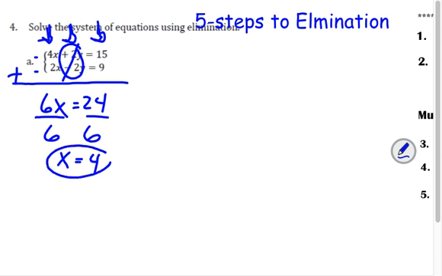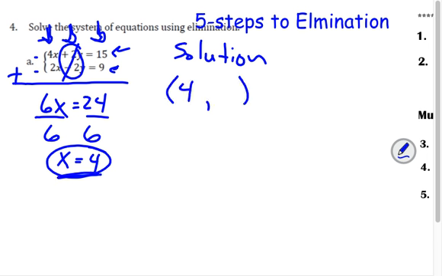X equals 4. And a lot of people right here would quit. But you're solving a system, two equations, two variables. Your solution is going to be an ordered pair. And our x value is 4. So we're halfway done. We're not completely done here. We have to find our y. So what we do is just take x equals 4 and plug that in for x in either the first equation or the second equation. I'm just going to plug it into the first one because it really doesn't matter.